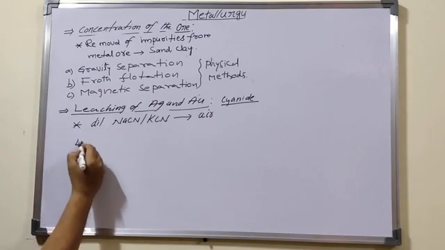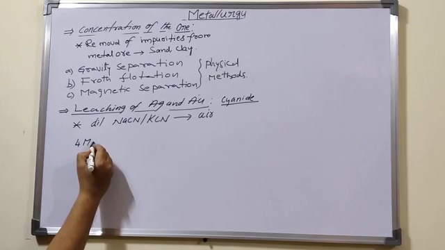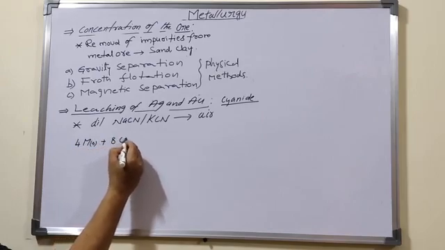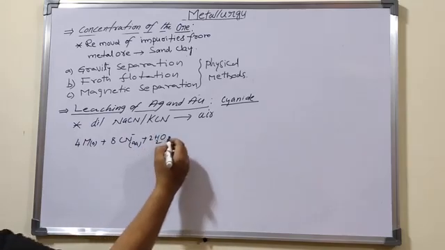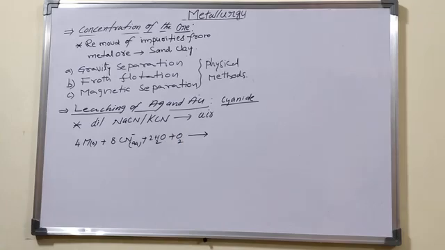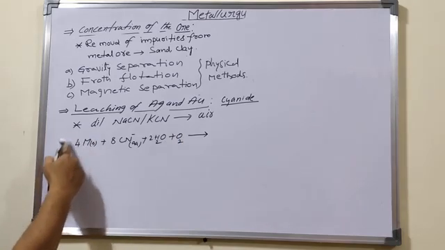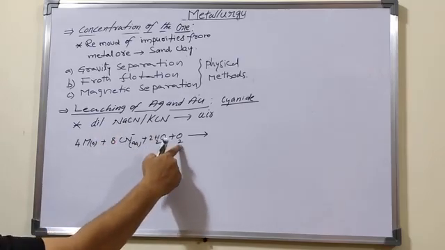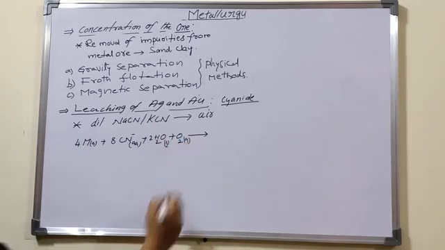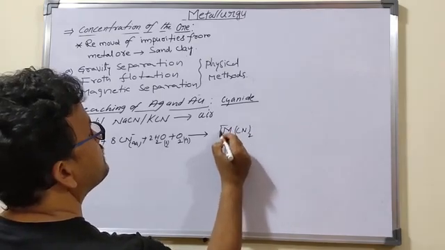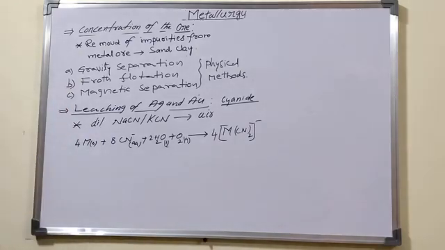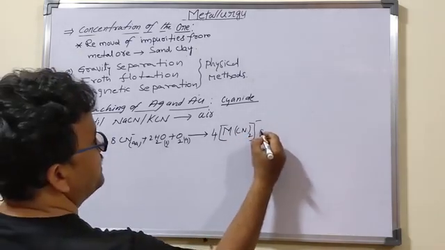Now, 4 moles of metal, which is in solid form, and 8 moles of cyanide, which is in aqueous form, are treated with air, nothing but oxygen. This is the reaction: metal, cyanide in aqueous solution, and oxygen gas. Then we are getting a metal cyanide complex, which is in aqueous state.